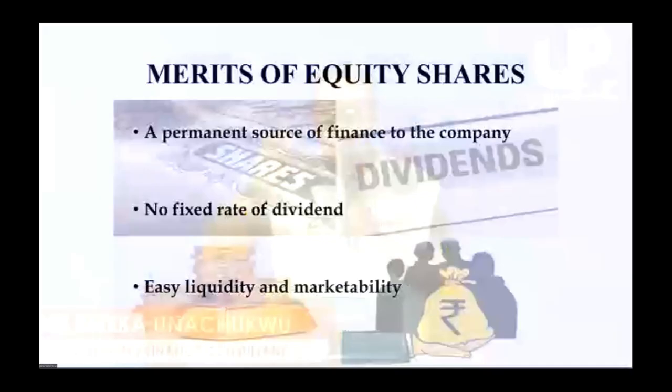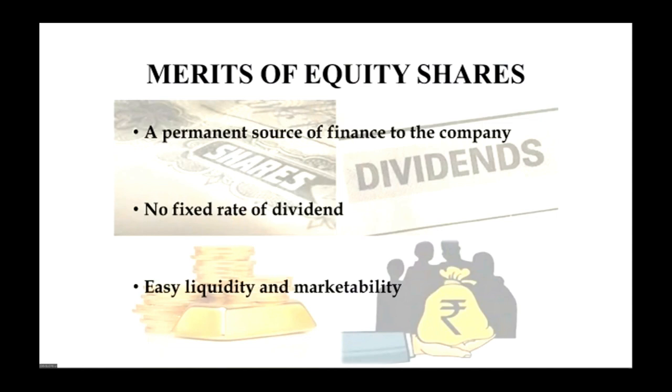Put it on the screen. Number one is a permanent source of finance for the company. So if your company is doing well, you have enough money to refinance yourself and run the company. You don't need to go anywhere to look for money. No fixed rates of dividends. So what they mean here is, if in 2003 you made a net profit of 10 million naira, you can declare a dividend of 10 naira per share, 20 naira per share. If by the next year it is lower, that is also how it's going to be for you. Easy liquidity and marketability. So it's easier for you to access funds. It is easier to sell.